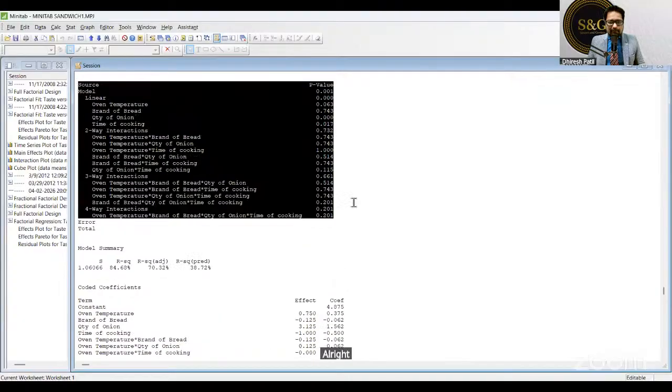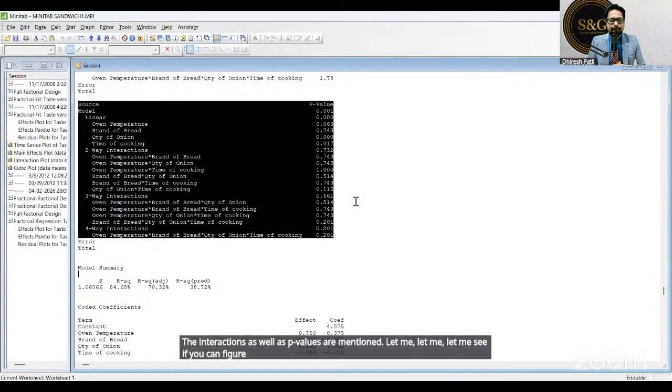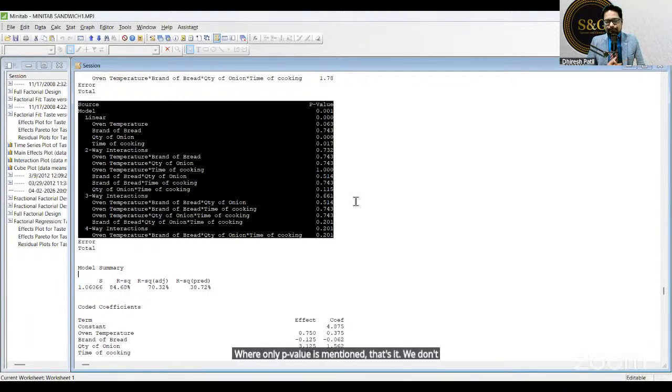Alright, this table. Everybody got this table? Just give me a second. Where the interactions as well as p-values are mentioned. Let me see if you can figure out this table. Where only p-value is mentioned, that's it. We don't want any other values. Other values we'll learn in the master black belt level. Right now, let's focus on the p-value, which we already learned in the hypothesis testing. Yesterday, we captured the p-value. Just give me yes.